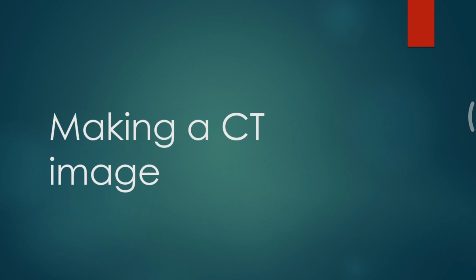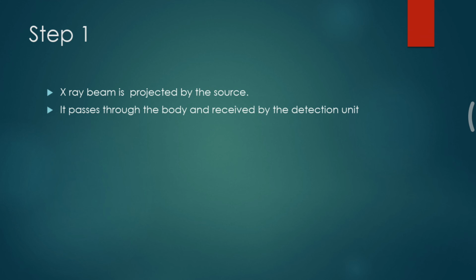Now we have completed the first part, where we have seen how X-ray is being produced, sent across the body and captured by the system. So now we will go on to the whole process of making the CT image. First, the X-ray beam is projected by the source, it passes through the body and is received by the detection unit.